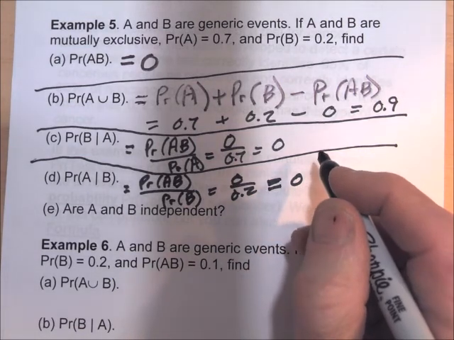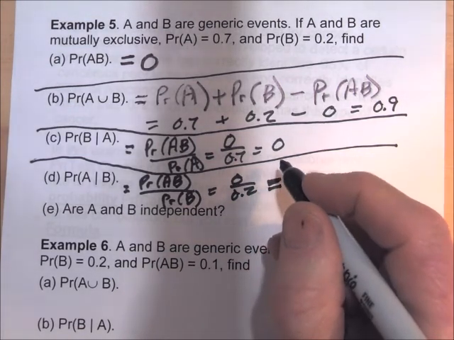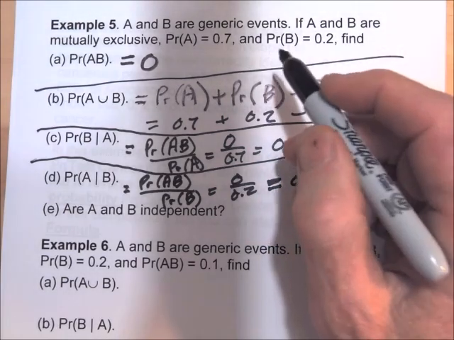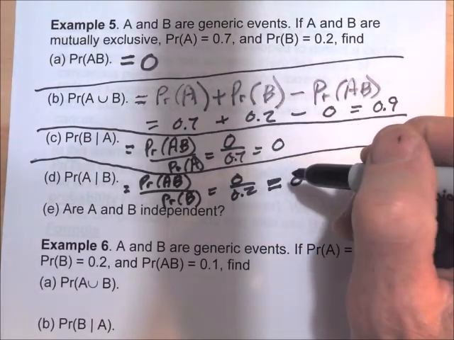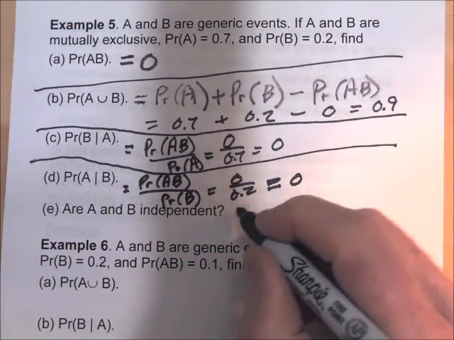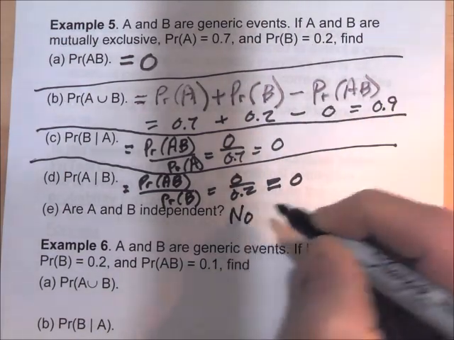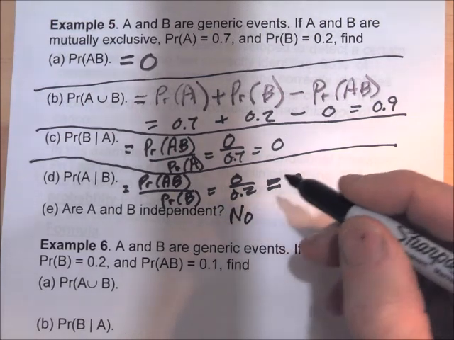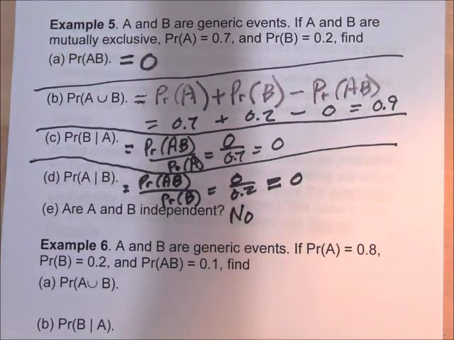Are A and B independent? And the answer is no, because the conditional probability is 0. The original probabilities were not 0, so they're not independent. The conditional probability is not the same as the original probability.